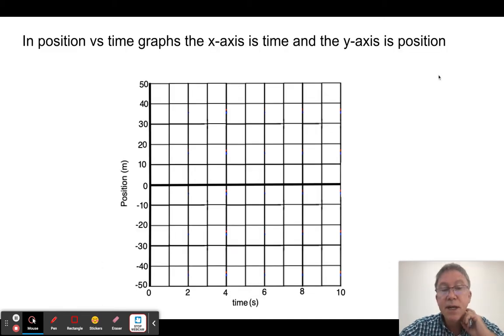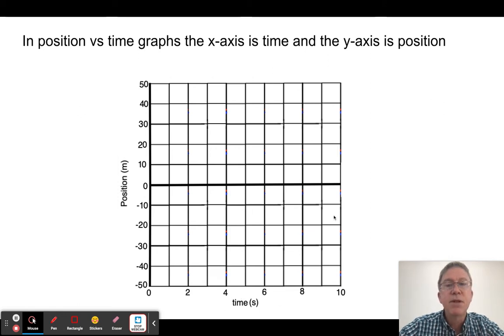There we go. So when I look at a position versus time graph, always the x-axis is going to be time, and that time is usually going to be presented to me in seconds. And the y-axis is going to be position, which is usually in meters, but I've got to be careful. Sometimes it's kilometers or some other unit, but always this is going to be where the object is, and this is when it was there.